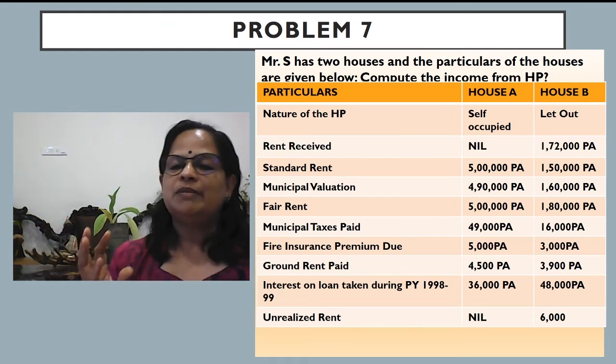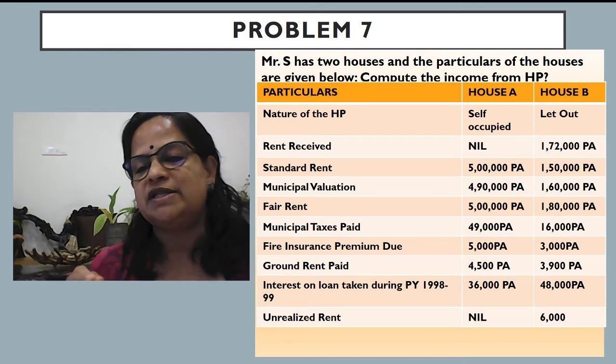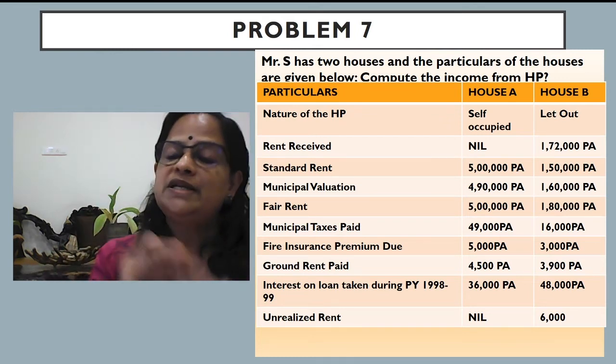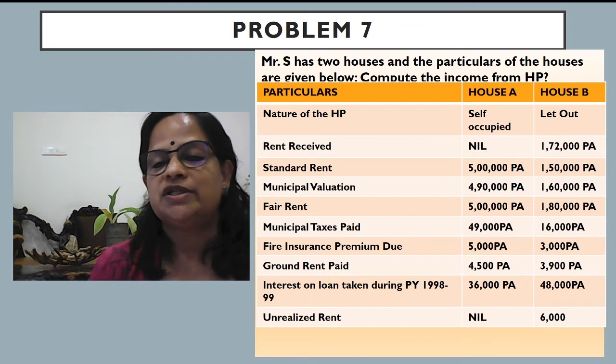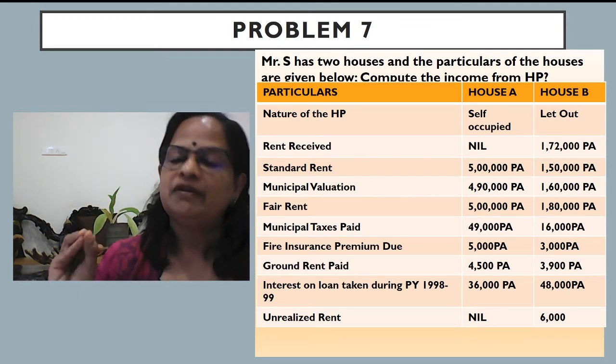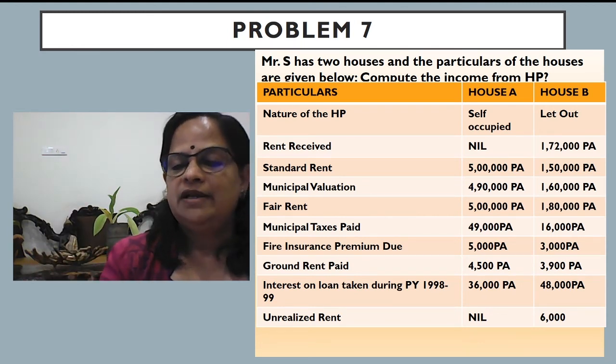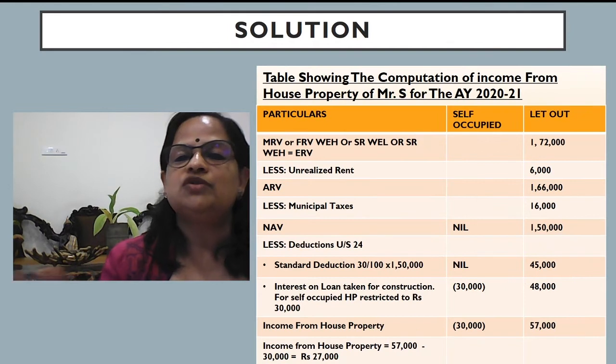So here you have to remember that if it's a self-occupied house property, he has claimed 36,000. Before 99, we are allowing only 30,000. So this is the adjustment you have to learn from this problem. Whereas for let out house property, without any limit, he can claim. Now, unrealized rent is nil in the case of self-occupied; in the case of let out house property, 6,000 is there.